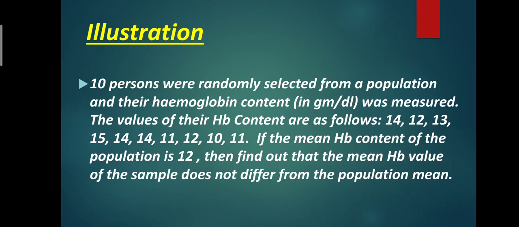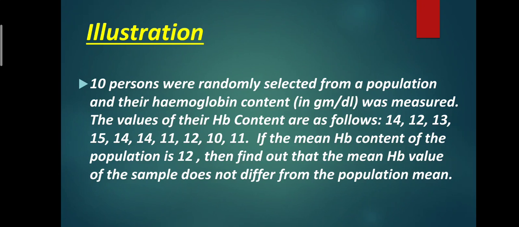So let us see how this formula is used in a particular sample. Here a particular case is given. 10 persons were randomly selected from a population and their hemoglobin content was measured. The values of their hemoglobin content are as follows: 14, 12, 13, 15, 14, 14, 11, 12, 10 and 11.